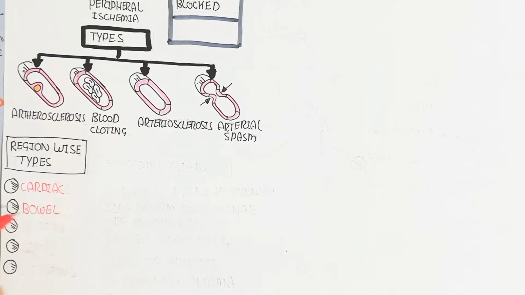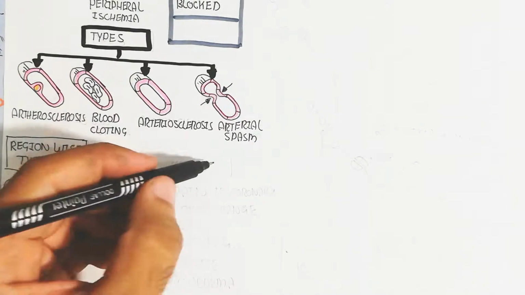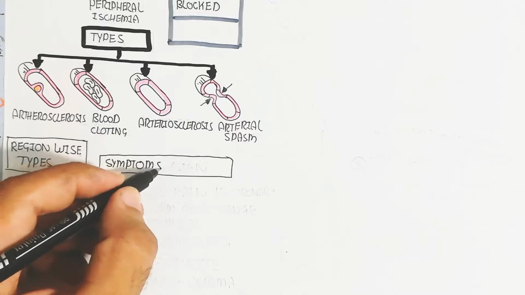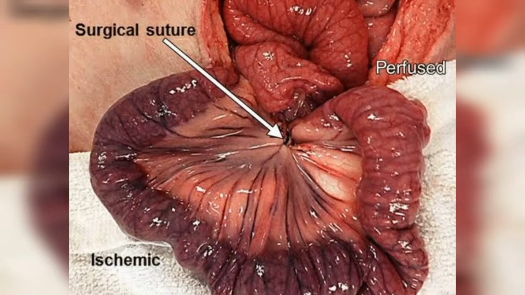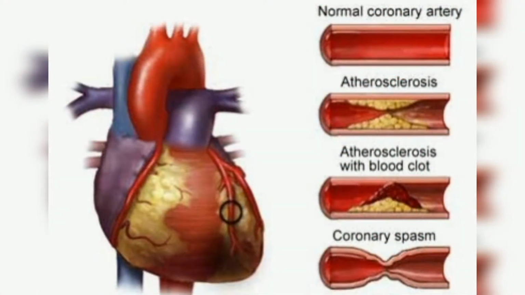The region-wise types are cardiac, bowel, brain, limb, and cutaneous. Not limbic, but limb and cutaneous. But let's begin to understand first. This is brain ischemia, which is focal ischemia and global ischemia. Focal ischemia involves local injury and blood clotting in the brain, local obstruction in a brain arteriole, while global ischemia is partial blockage in the carotid artery and total obstruction in the carotid artery. While this is bowel ischemia, which leads to digestive tract ischemia, and this is the perfused, and we can differentiate the process.